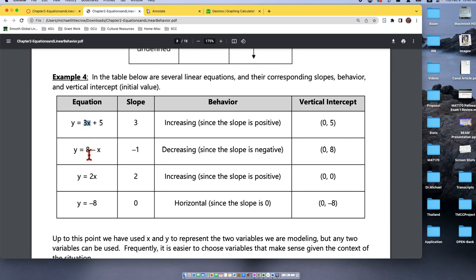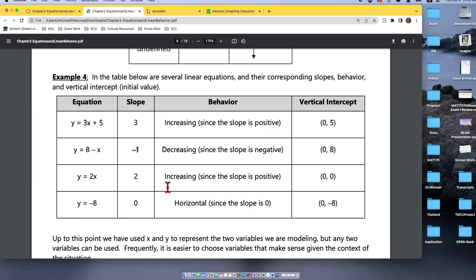So down here, again, they switch order. What's our slope? Well, it's the number in front of the x, but there's no number in front of the x. It's just a minus x. What does that mean? Slope is negative 1. Okay, so you'll see that the equation actually tells you how to do it.